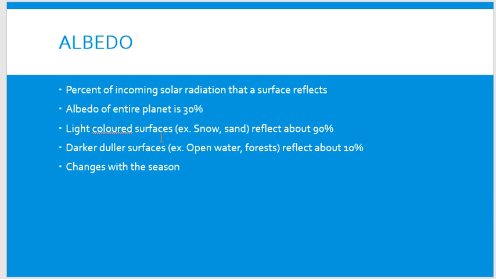So light-colored surfaces, those would be things like snow and sand, would reflect about 90% of the incoming radiation, and then duller surfaces would reflect about 10%, meaning that they absorb 90%. And again, this changes the season because obviously in Canada we would get snow in the winter, and that would increase our albedo.